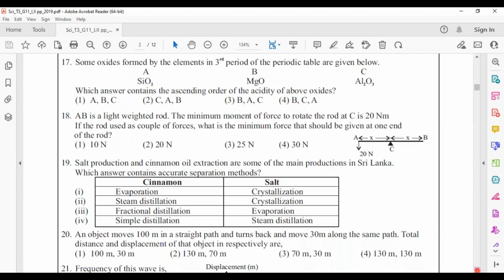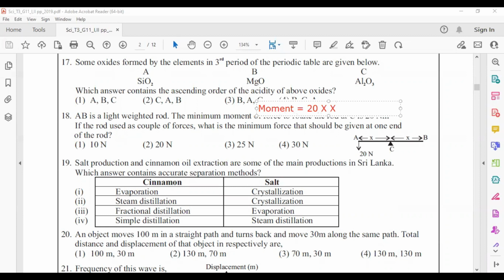18. AB is a light-weight rod. The minimum moment of force to rotate the rod at C is 20 Newton meters. If the rod is used as a couple of forces, what is the minimum force that should be given at one end of the rod? To find that, first of all, we should know what is this X. Then we'll find it by using the equation of moment. Moment equals this force multiplied by the distance to the rotational axis. It is X.